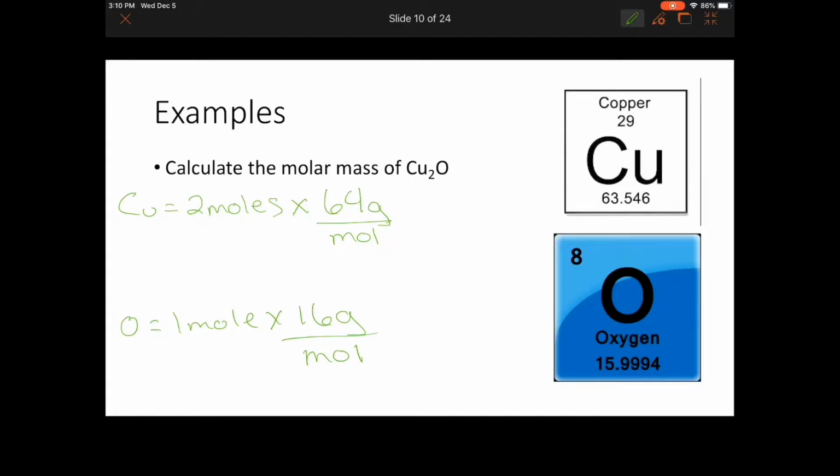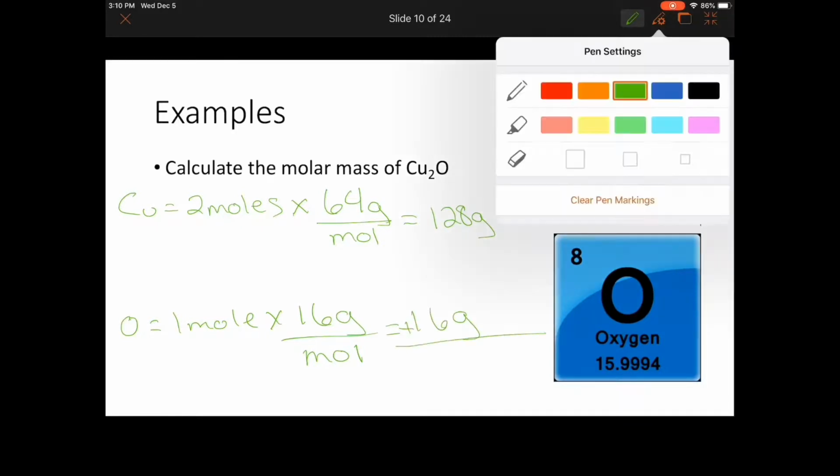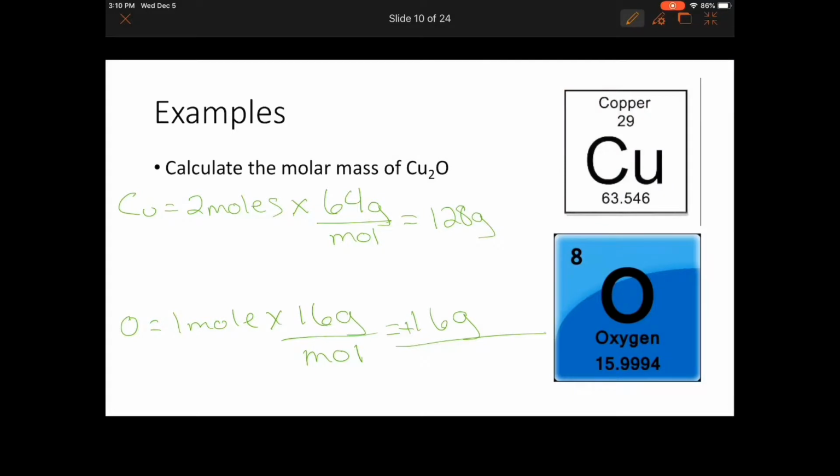Now let's do the math. First, let's start with copper. We're going to take 2 times 64, and that'll give us 128 grams. 1 times 16, well, that gives us 16 grams. Finally, for the very last step, we're going to have to add these together. So after adding them together, you should get 144 grams of copper oxide.